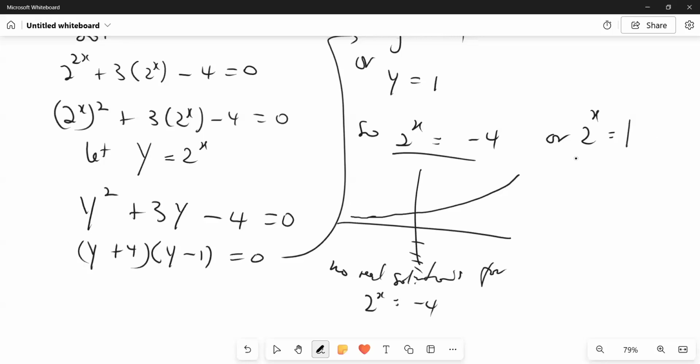On the other hand, this one over here, 2 to the x equal 1, you know that 1 is the same as 2 to the 0, right? 2 to the 0 is equal to 1. As a matter of fact, any non-zero number raised to the power 0 is 1. That came out in laws of indices. Maybe I didn't highlight it well enough. Therefore, x equals 0. And that's your solution.